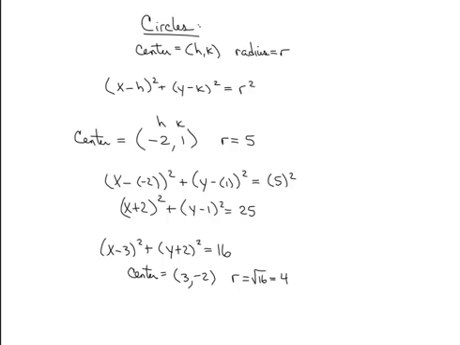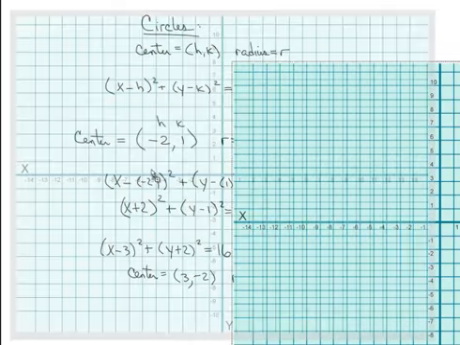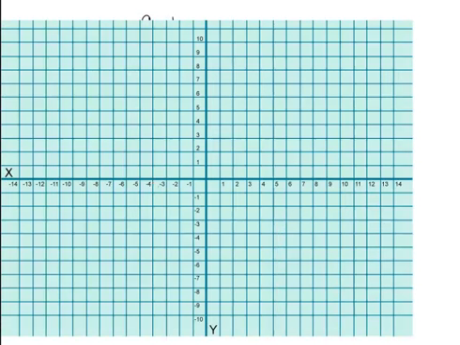Now, as far as graphing these go, graphing these is very simple. To graph these, we just use the center and the radius in order to graph. So the center is 3, -2. The radius is 4. So we have our center at 3, -2, which is right here. And we're going to go 1, 2, 3, 4 to the right, 1, 2, 3, 4 to the left, 1, 2, 3, 4 up, 1, 2, 3, 4 down.